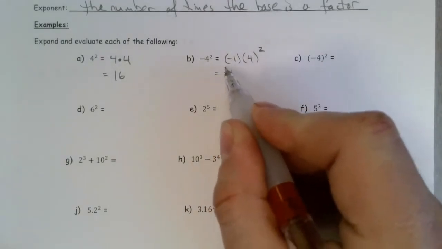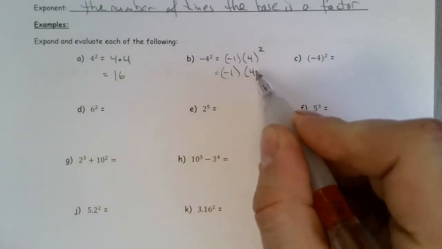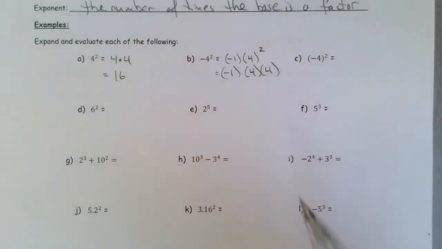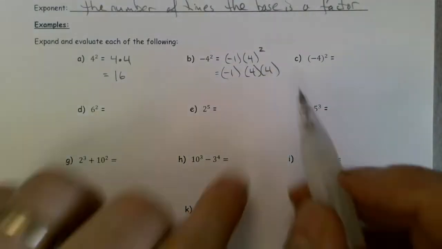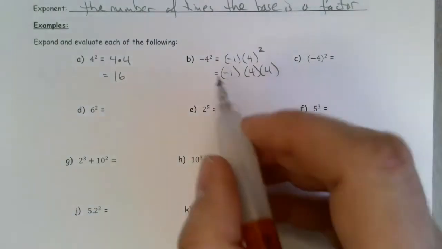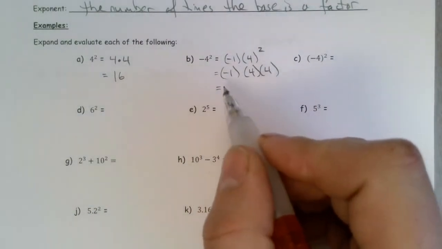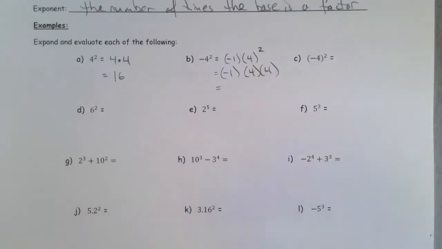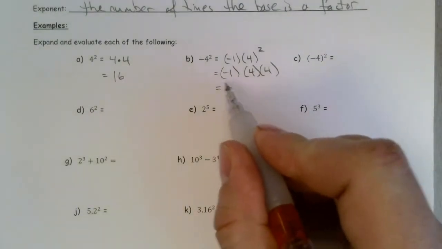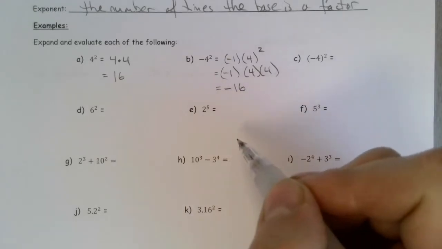So this becomes negative 1, and then 4 times 4, and this time I'm using parentheses together to illustrate the multiplication. So the negative did not get repeated. The negative was not being squared. So this is negative 1 times 4 times 4, which is going to be negative 16.